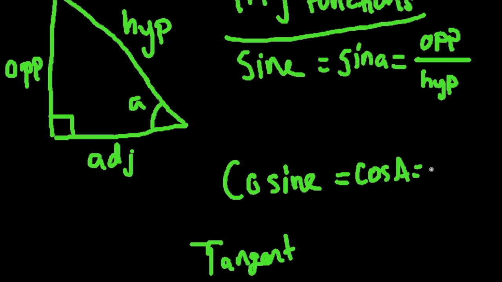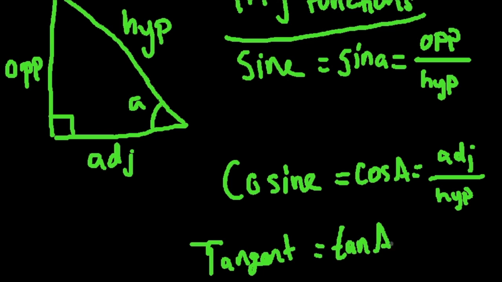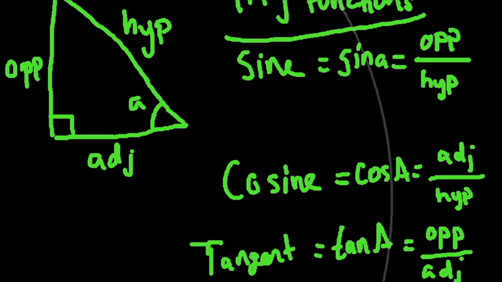Okay, cosine of A equals adjacent over hypotenuse. And lastly, tangent of A equals opposite over adjacent. Okay, now let's work some examples. Give everybody a minute to catch up and look at that a little bit.